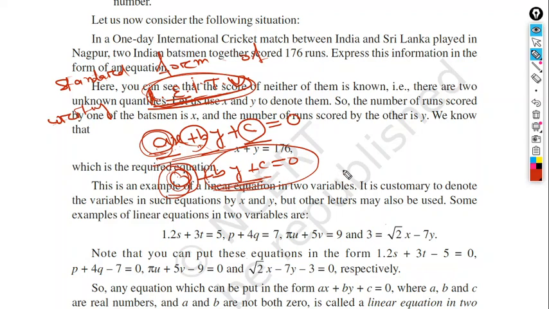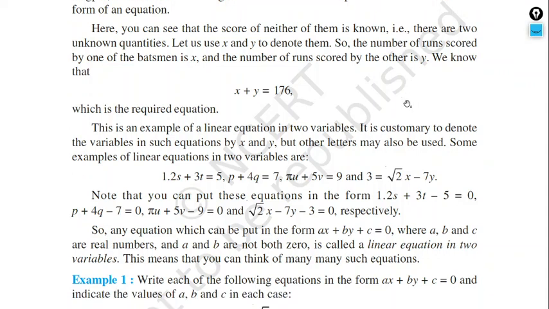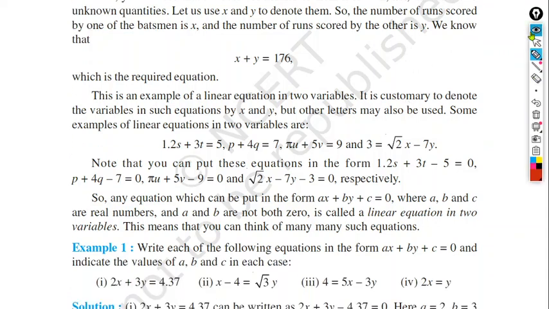That's why the value of a must not be equal to 0, and the value of b must not be equal to 0. C can be 0. There is no limitation. So for a linear equation in two variables, the condition is very clear in your book. It should be written in the form ax plus by plus c equal to 0, where a, b, c are real numbers, and a, b are not both 0. They must not be 0. This is called a linear equation in two variables.